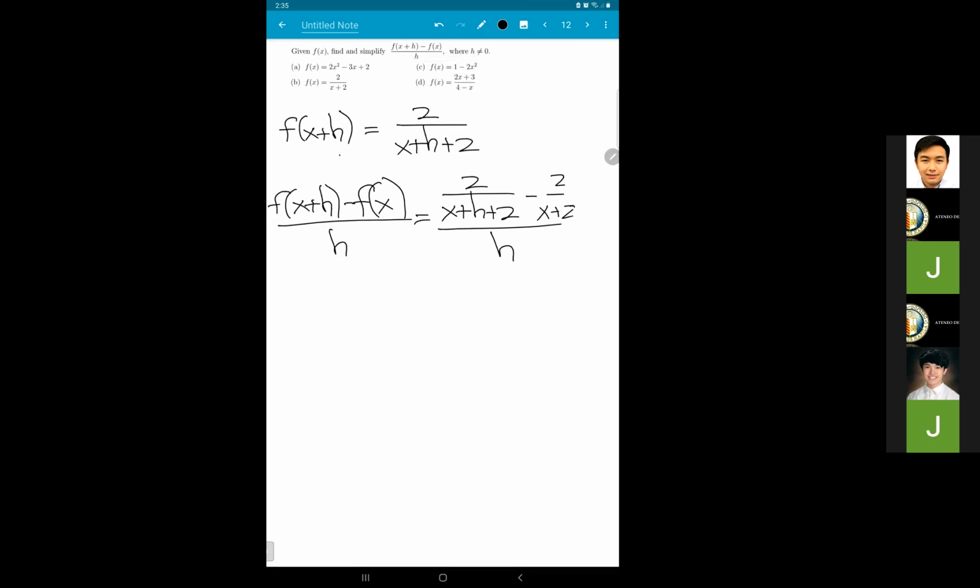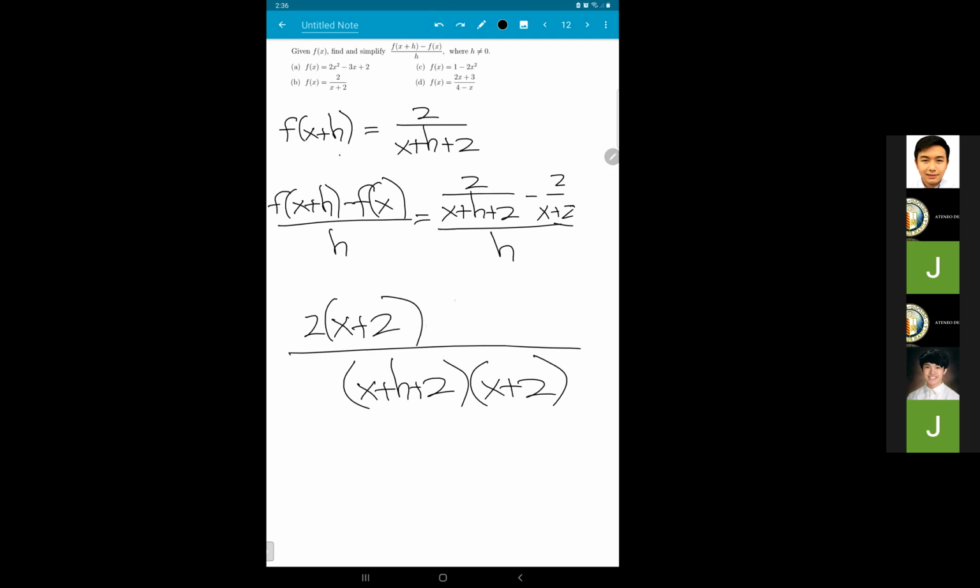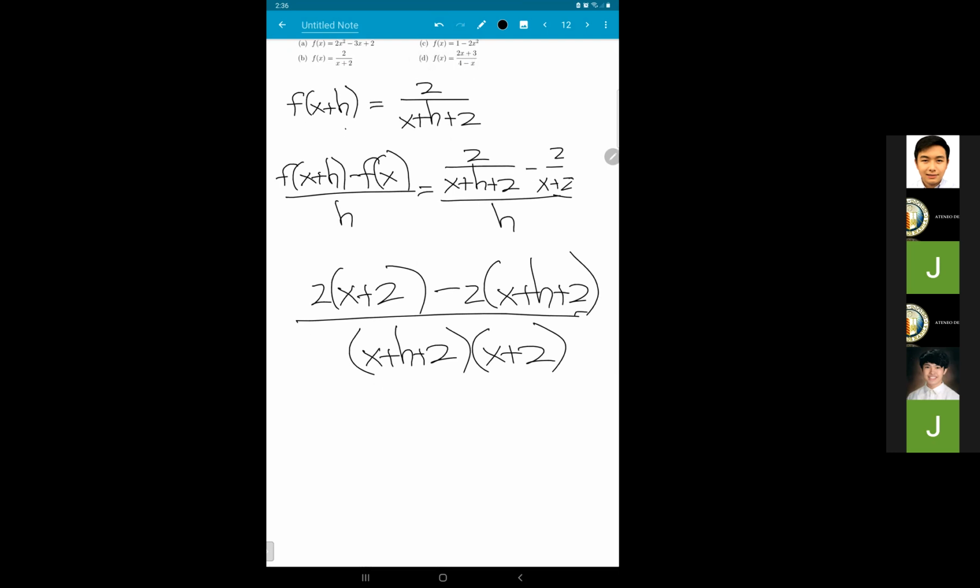Now, to avoid clutter, let me just first evaluate or simplify the numerator. So how do you simplify that? You will have to make use of the LCD. The LCD is just the product of the two denominators since they do not have a common factor. So the LCD would be x plus h plus 2 times x plus 2. And then, of course, if you still remember how to simplify fractions, you do a cross multiplication to get the numerator. And then it's a minus, so you should also place a minus here. And simplify. The numerator will look like this.